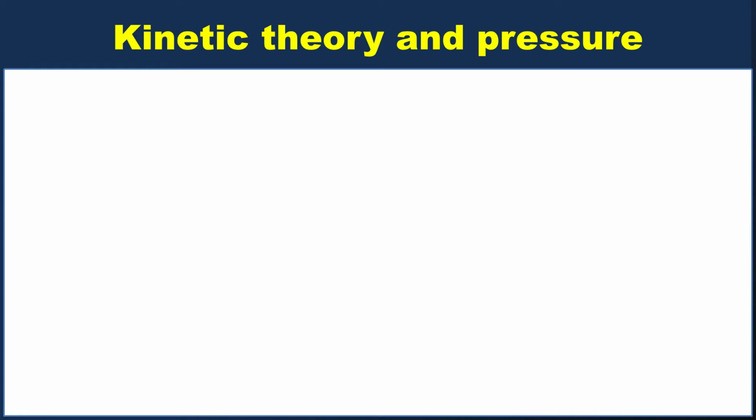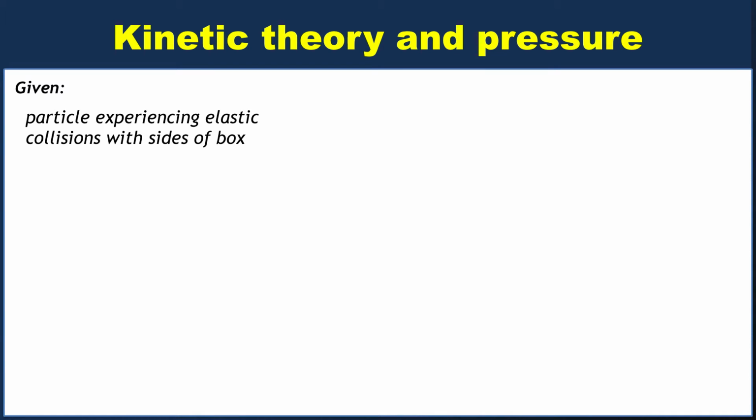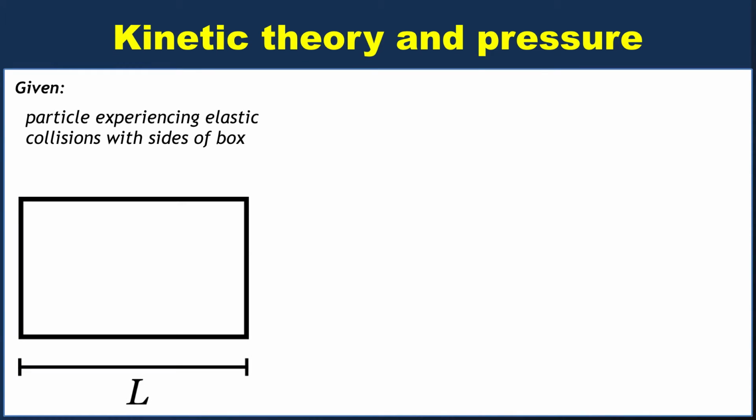We're going to use basic physics to come up with an expression for the pressure. So imagine that we're given a particle experiencing elastic collisions with the side of some box. So here's the box, and what I mean is that the particle's in there and it's just going back and forth within the box, and an elastic collision tells you that the magnitude of the momentum is conserved as it bounces. So it's not like this thing is dissipating a lot of energy every time it hits the box.